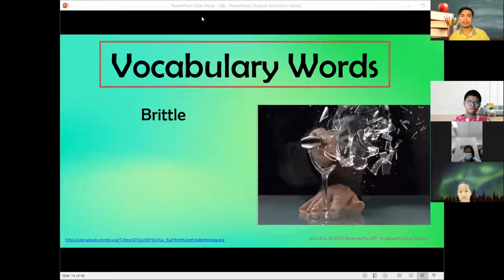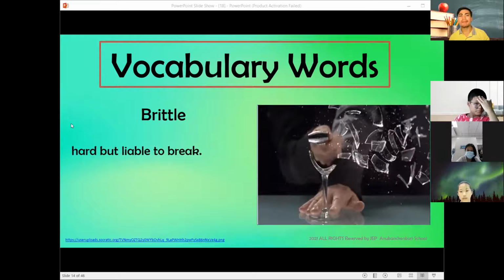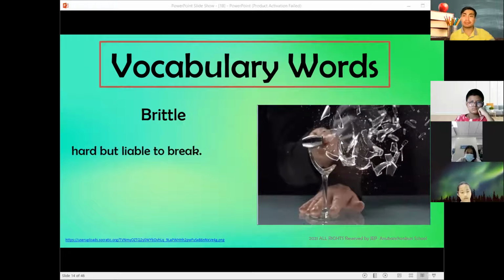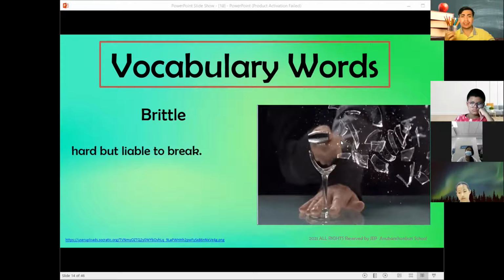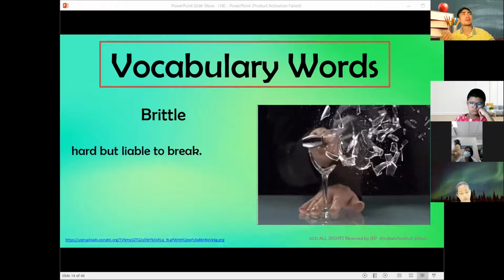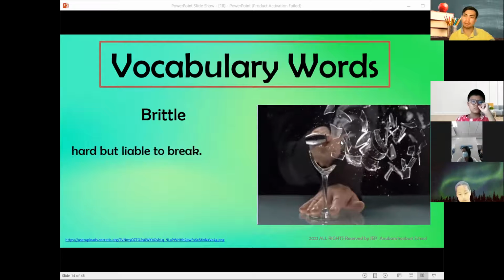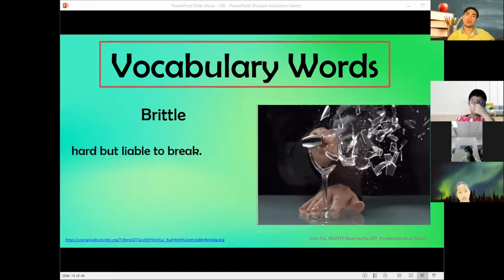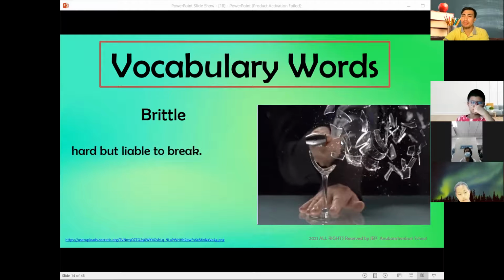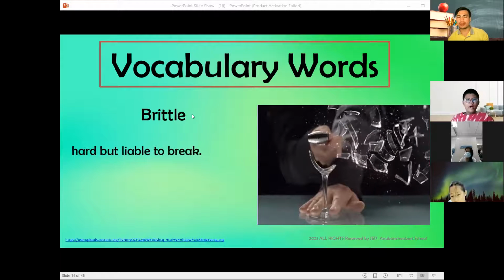Next word here is brittle. Brittle means hard but liable to break. For example, the bones of Satawit now are very strong, right? But for older people, like your grandmother and grandfather, their bones are becoming brittle. You understand? The bones start to become weak. That is why we need to drink some milk or calcium, so that their bones can become strong again, because their bones are starting to become brittle.